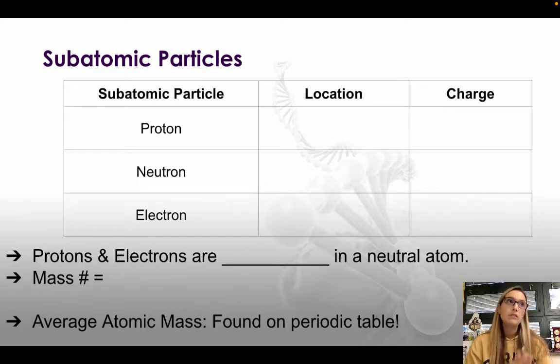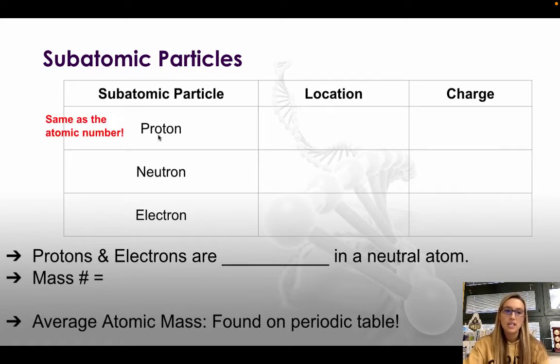Even Dalton thought that there were only atoms, that there was nothing else. And then J.J. Thomson discovered an even smaller particle called the electron, and Ernest Rutherford discovered the proton and therefore the nucleus, this positively charged center of the atom.